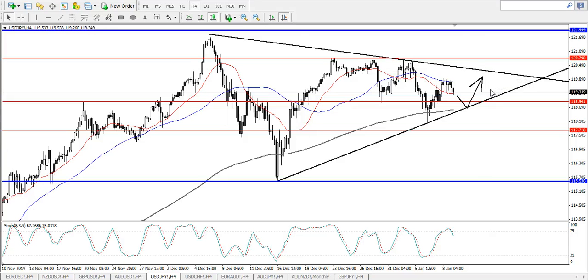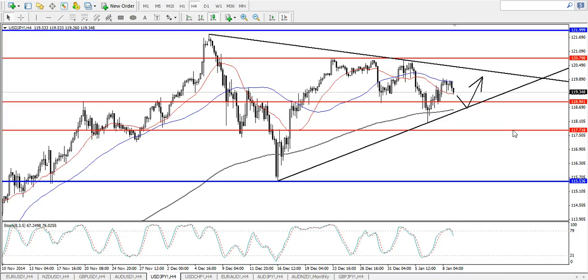Further up will be a resistance level at 120.79. Of course, if it continues to appreciate and breaks further, we'll be looking at the final exhaustion level at 121.99, or rather 122 flat. So that's for the dollar against the Japanese yen.